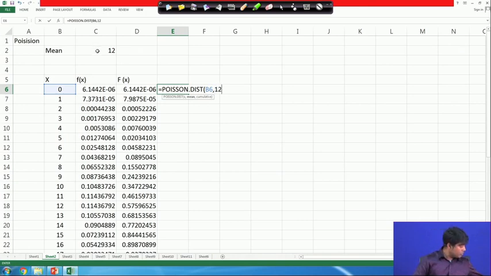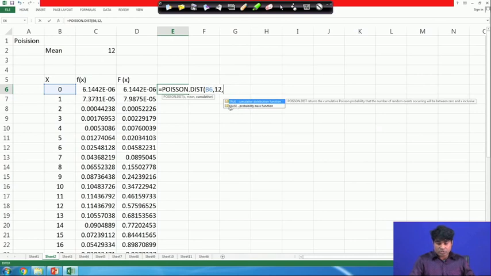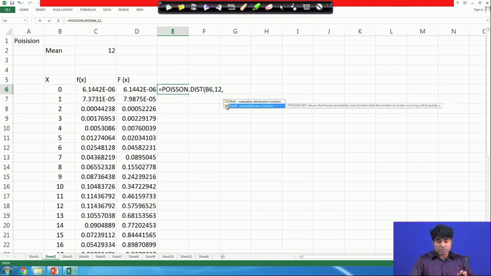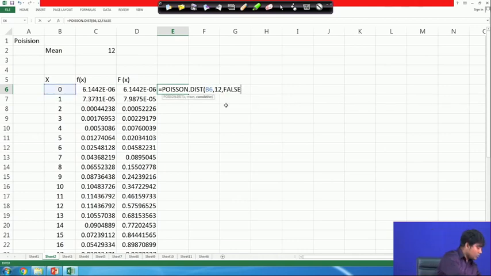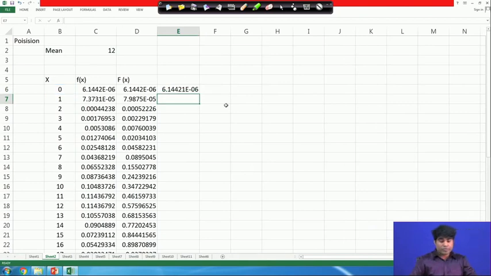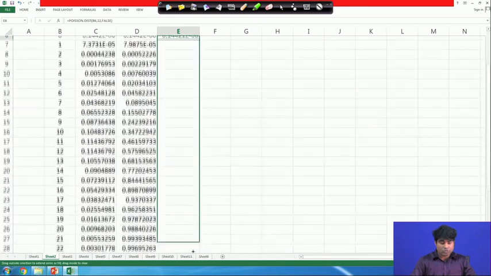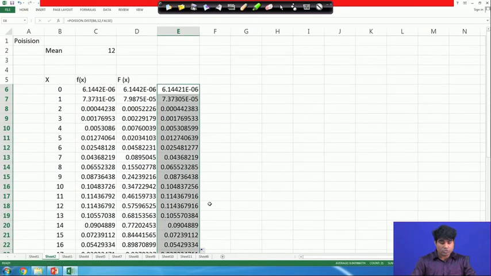So, put 12 here, then again it will ask you for the false case and true case. That is nothing but the frequency and the cumulative frequency. Let us say put false case, then close the bracket and press enter. So, it will give you the probability. Okay. So, this probability is with respect to the Poisson distribution. Now this will be generated, and this is the case of false.